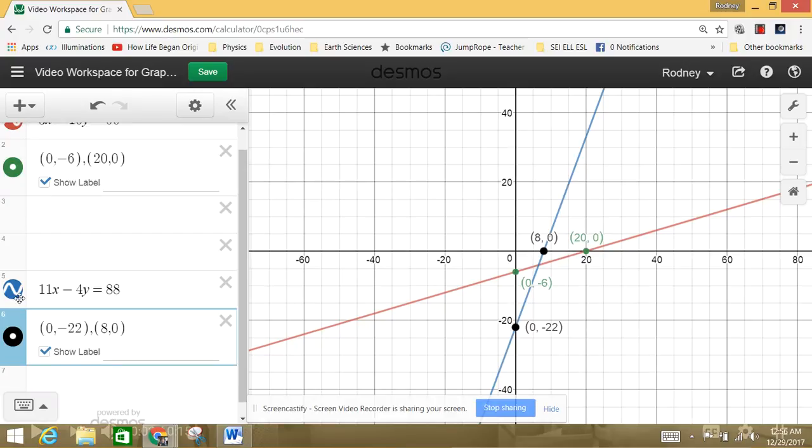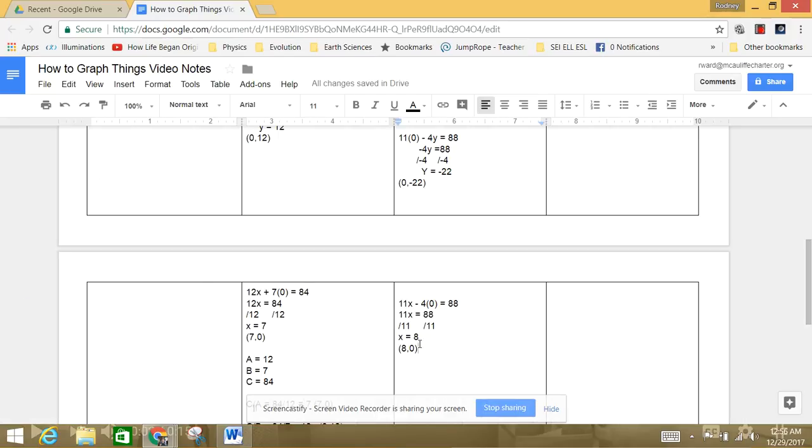You should have gotten something like this. And you'll probably have noticed that when I did 88 divided by 11, I'm doing my C divided by my A, which gives me 8, which is my x-intercept. So C divided by A is your x-intercept, and C divided by B is your y-intercept.